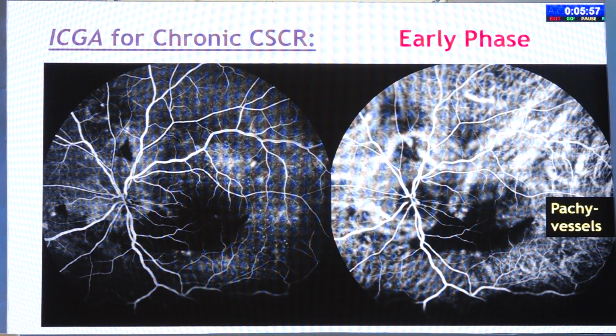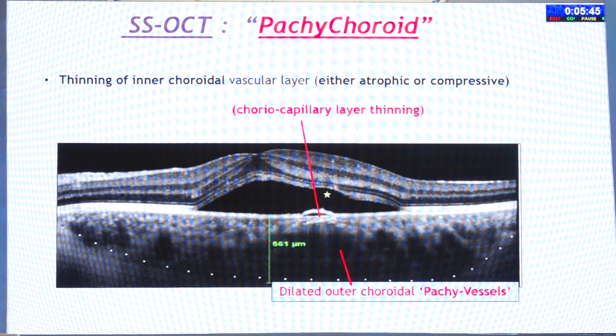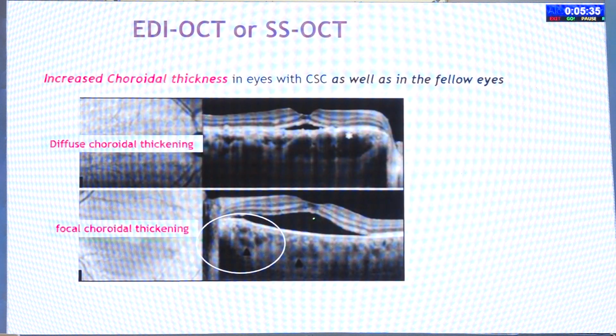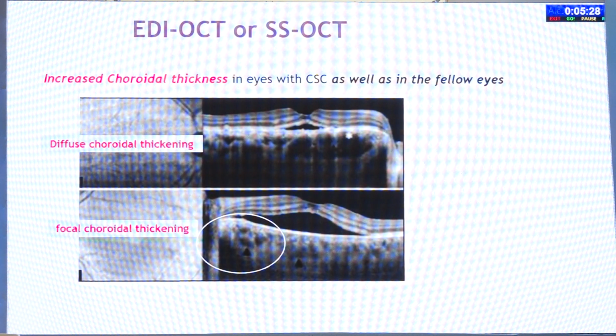ICG angiography shows dilated outer choroidal veins or pachy vessels and late choroidal vascular hyperpermeability areas. In swept-source OCT, it is seen that there is not only a thickened choroid of more than 400 microns, but also dilated outer choroidal veins with compression of the overlying choriocapillaris, which is a constant finding in these cases of central serous chorioretinopathy. It need not always be a diffuse choroidal thickening. It can be a focal choroidal thickening.